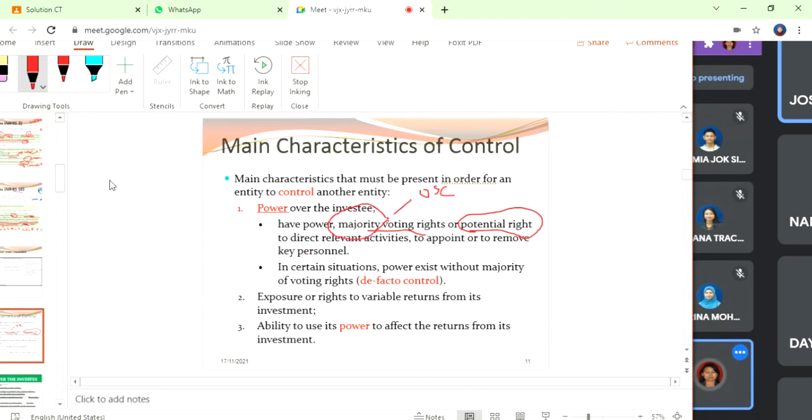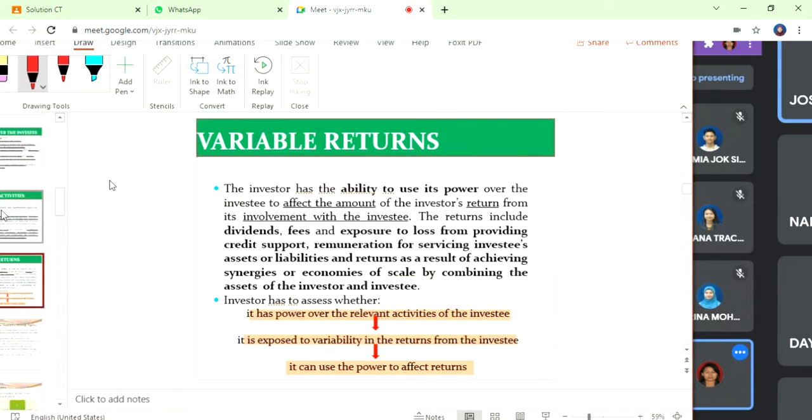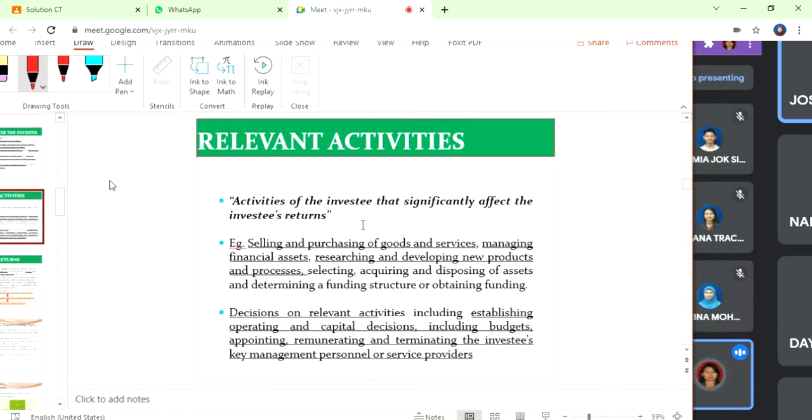And when you say majority, how much is majority? It has to be more than 50%. And with that power, you are able to direct the relevant activities. What do we mean by to direct relevant activities? What are relevant activities? Let's look at the meaning of relevant activities. Relevant activities are activities of the investee that significantly affect their returns. So that is the main revenue generating activity.